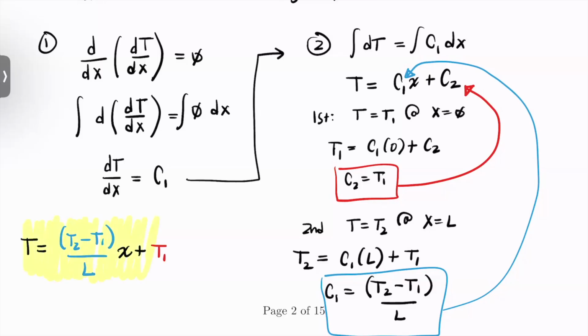Any questions on how we got there? Do we feel okay with the separation of variables and the integrating twice? Okay.